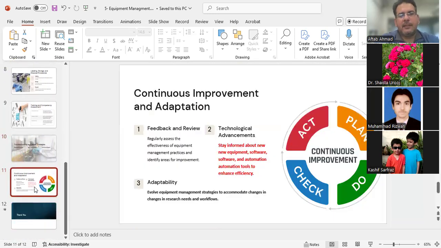So lastly, there is continuous improvement and adaptation. The first thing is we should have proper feedback and review. We should regularly assess the effectiveness of equipment management practices and identify areas for improvement. So there is always room for improvement. We have to check. We should have proper feedback from the personnel who are working. Then there is the other point, which is very, very important, that is the technological advancement.